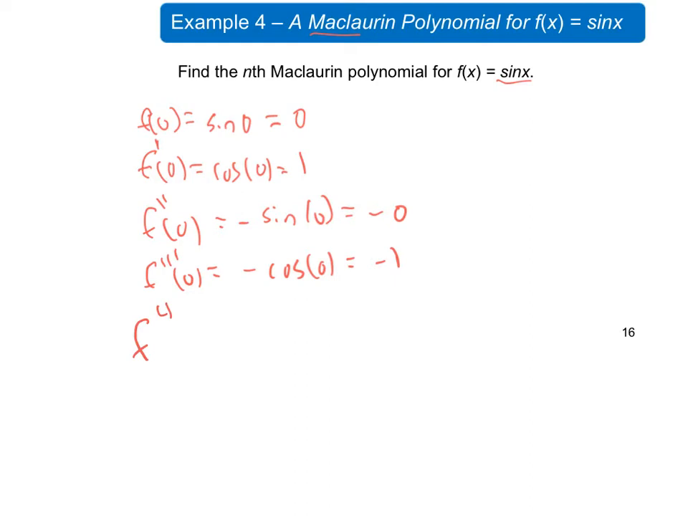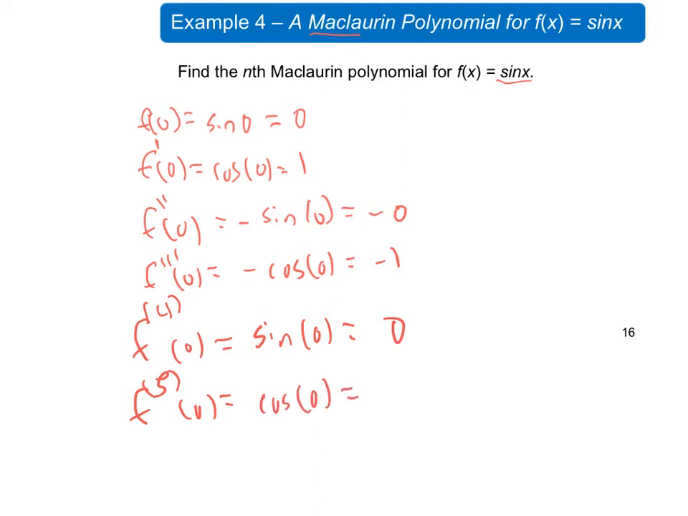F, the fourth derivative at 0. Derivative of cosine is negative sine, negative, negative, turns into a positive sine of 0, which is 0 again. F, fifth derivative of 0. Derivative of sine is cosine, so cosine of 0 is back to 1.